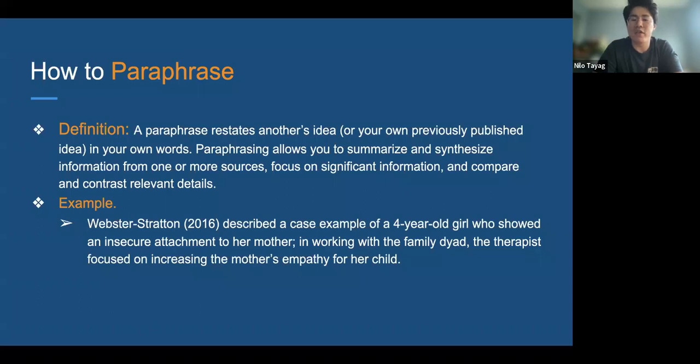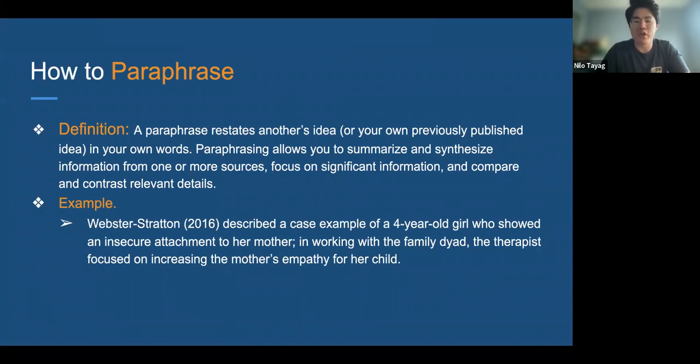One is that paraphrasing allows you to summarize and synthesize your information from one or more sources. This means that you can focus on the most significant points you want to make in your paper, focus on the big picture, and give us the most important details. By paraphrasing, you can get to the point a lot quicker and give us a brief rundown in one sentence as to what the big idea of your research is really trying to communicate. Paraphrasing also helps to compare and contrast relevant details between different articles of research you're using.